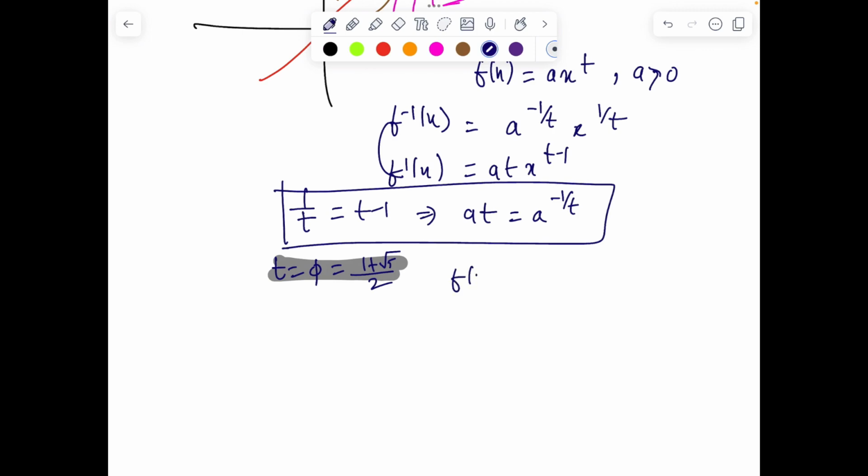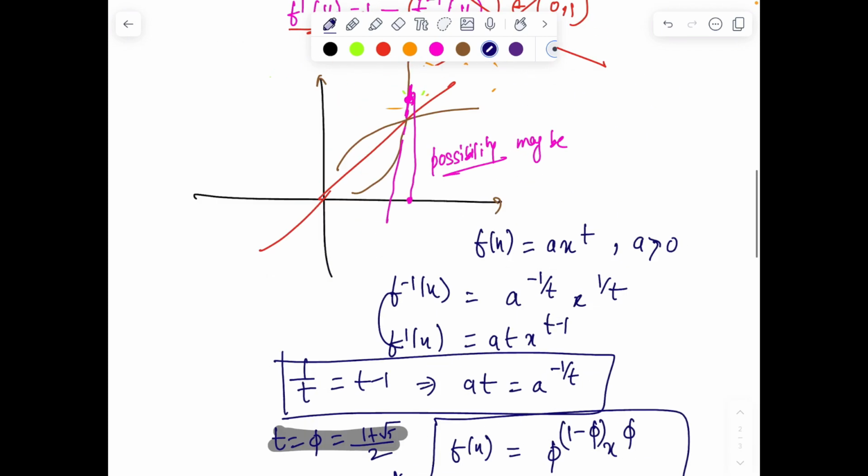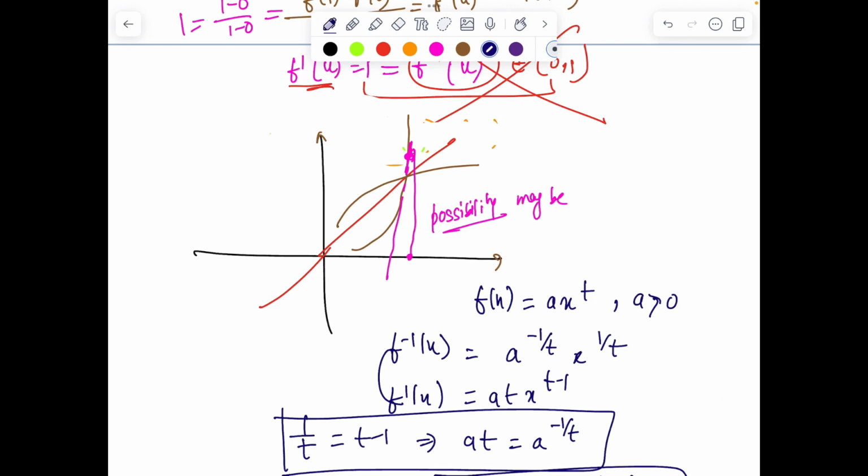So the function we got is a x to the power phi, where phi is the golden ratio. So yes, indeed I have found a function for which the inverse and its derivative are equal at some point, which I was guessing. I hope you understood the problem.